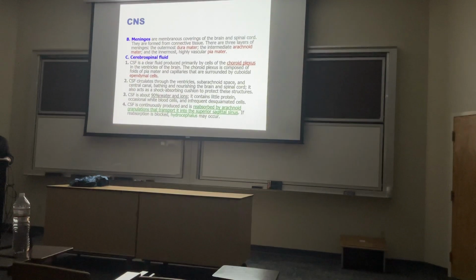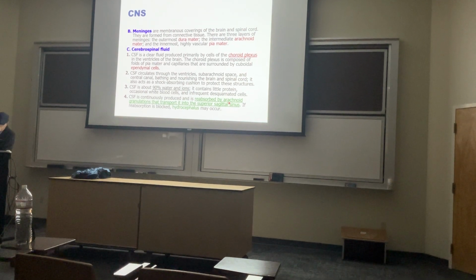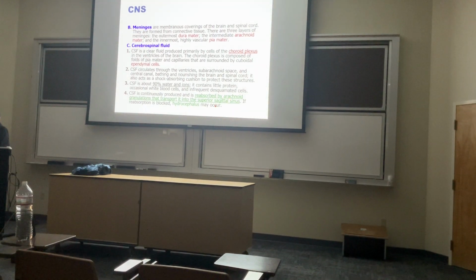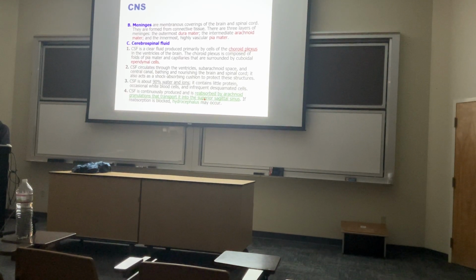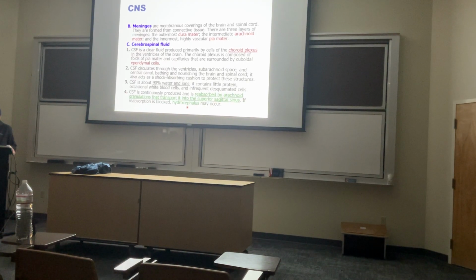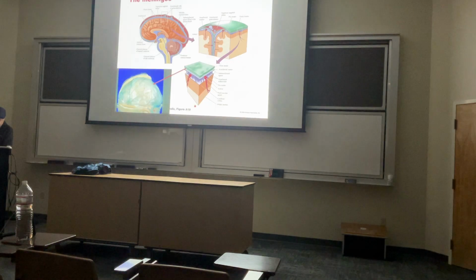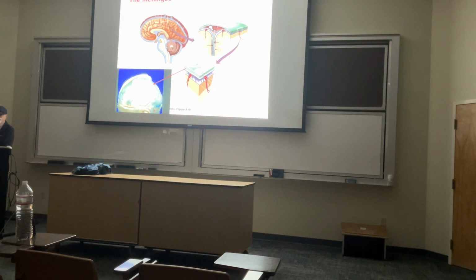Cerebrospinal fluid circulates through this and eventually comes to the top of the brain and gets reabsorbed into a venous structure called the superior sagittal sinus. If this reabsorption is blocked in utero, in the uterus, that fluid backs up and compresses the brain tissue, and hydrocephalus can occur, which can be quite devastating.